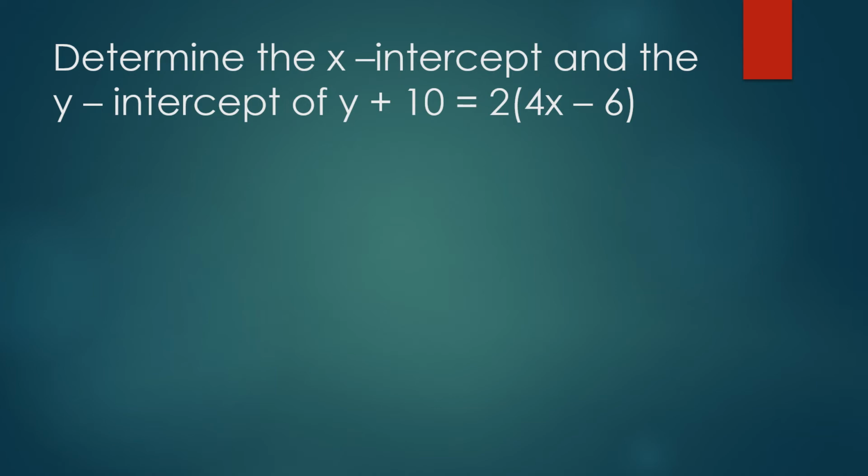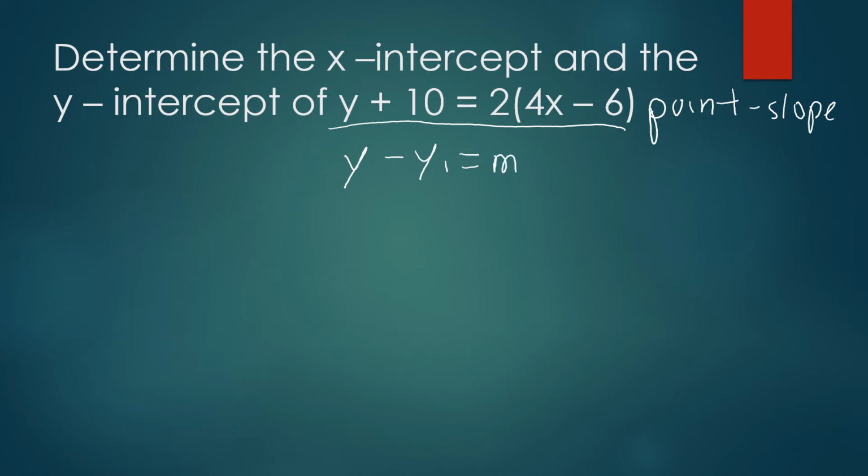Determine the x and y-intercept of y plus 10 equals 2 times the difference of 4x minus 6. Now this is our last form. This is in point-slope form. Because it's in this form, y minus y sub 1 is equal to m, which is the slope, times x minus x sub 1, where this 10 and negative 6 represent the point (6, negative 10). Now, more on that later.